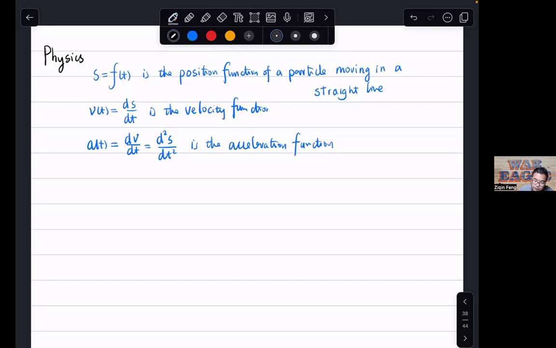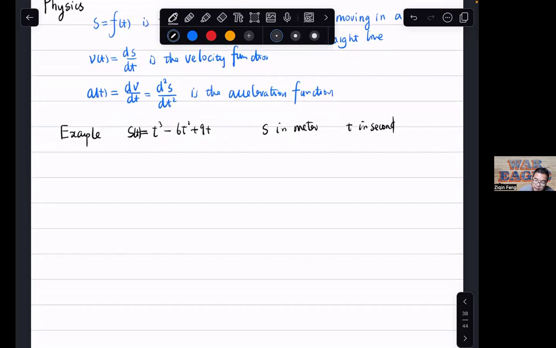Let's say, example. Here we have a particle moving in a straight line following this position function, s of t equal to t cubed minus 6t squared plus 9t. And s is measured in meters, and t here is measured in seconds. I'll try to answer a few questions.